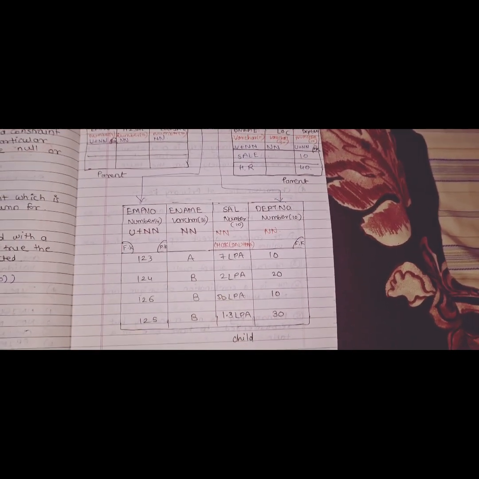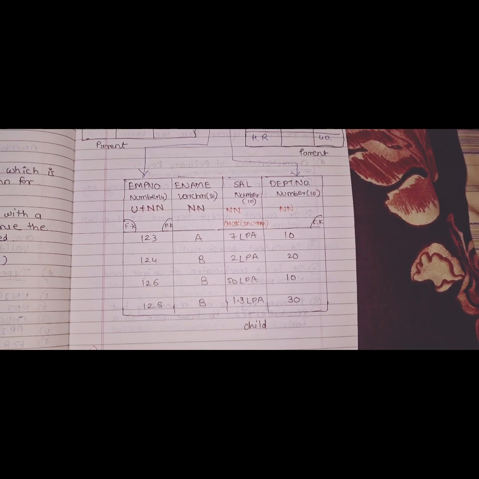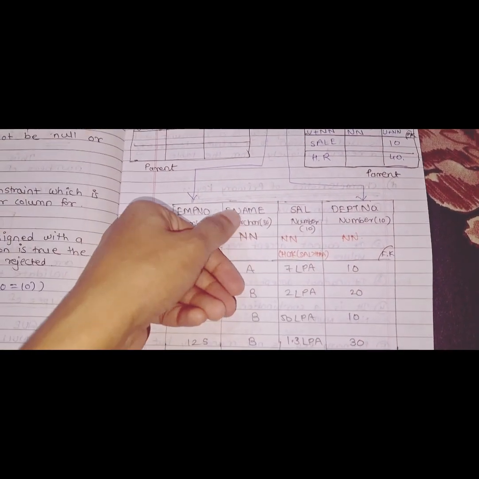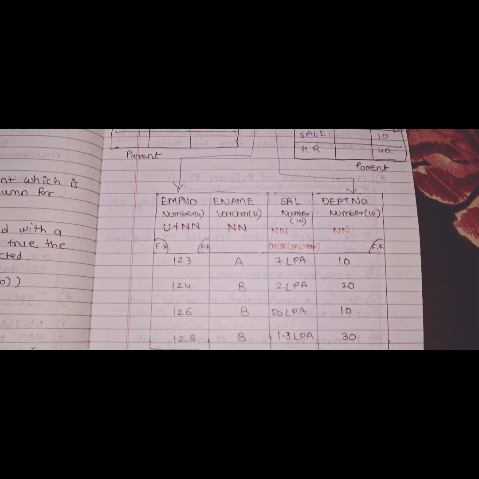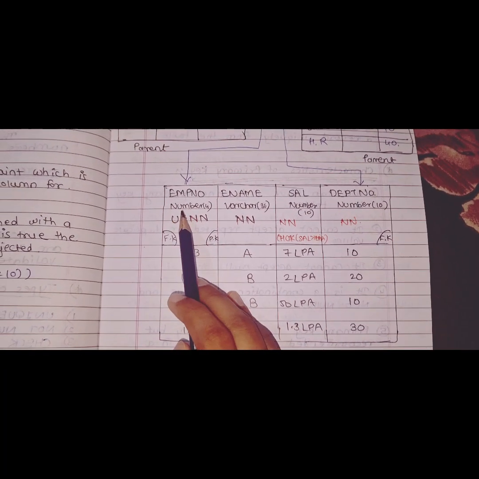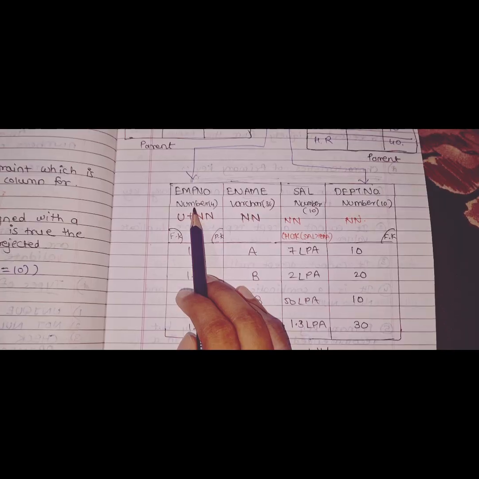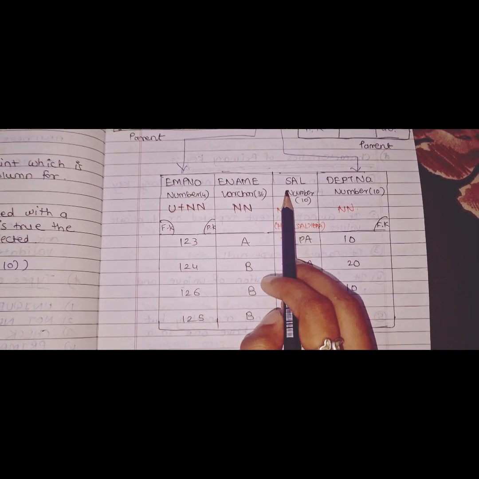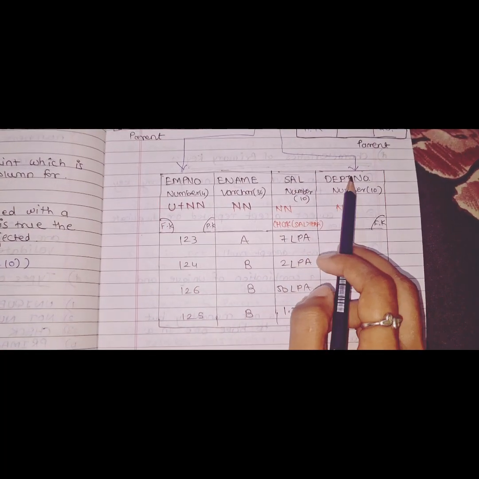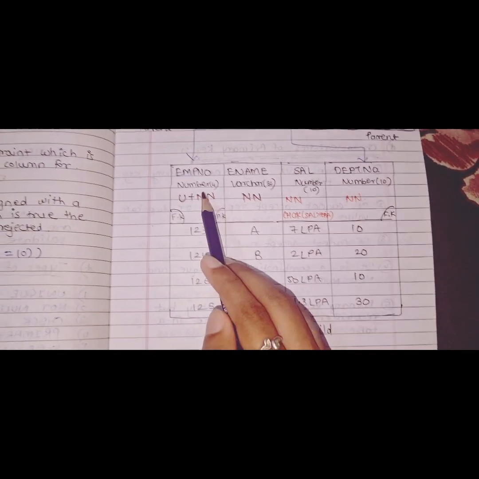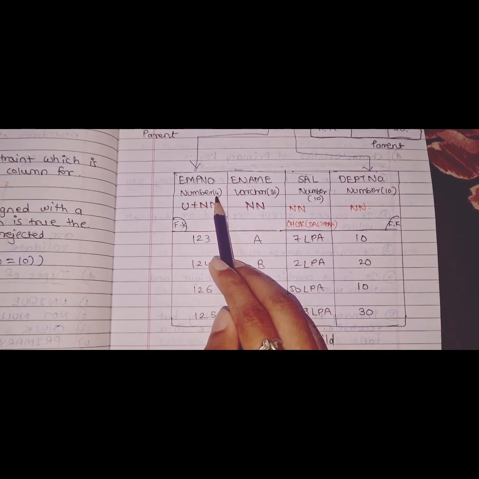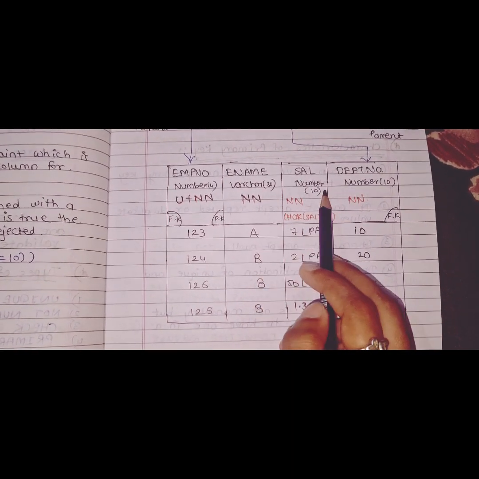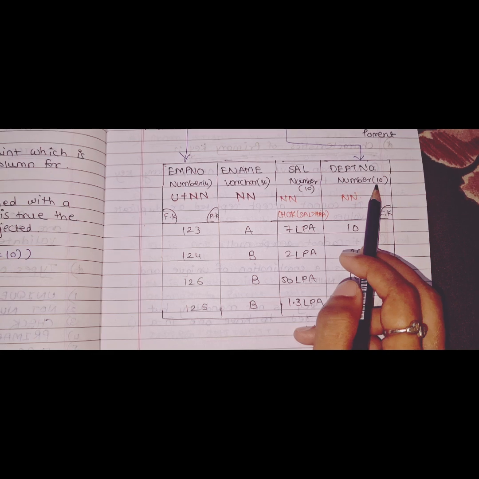Let's suppose I have taken one table as an employee table. In an employee table, I have employee number, employee name, salary, and department number. Employee number data type is number. Employee name data type is varchar. Salary data type is number. Department number data type is number. And here I am assigning sizes: it can accept 4 digits, 30 characters, 10 digits, and 10 digits.